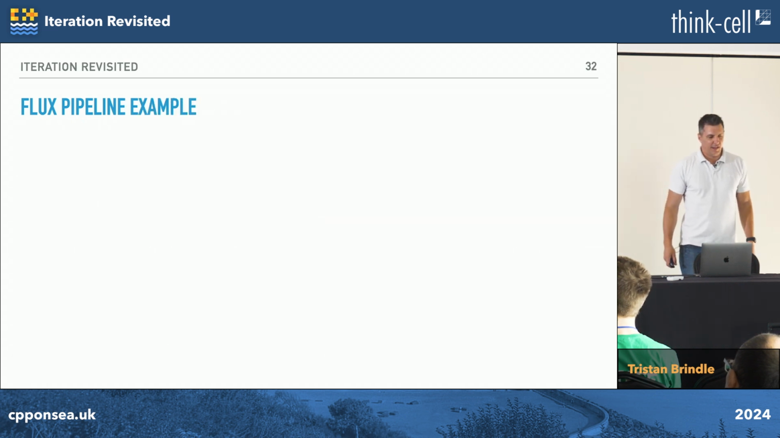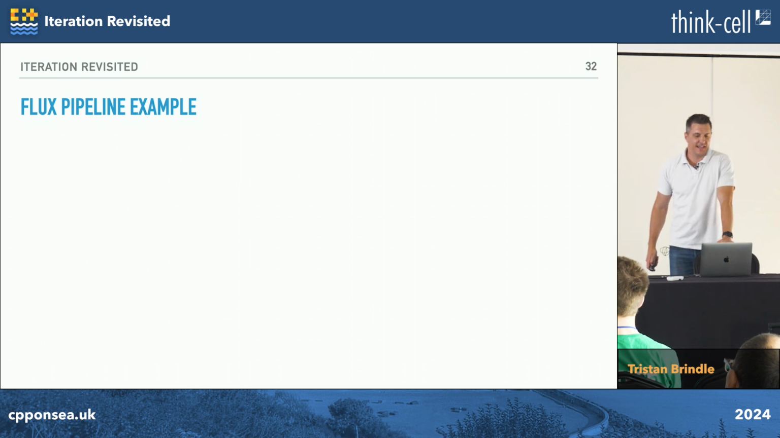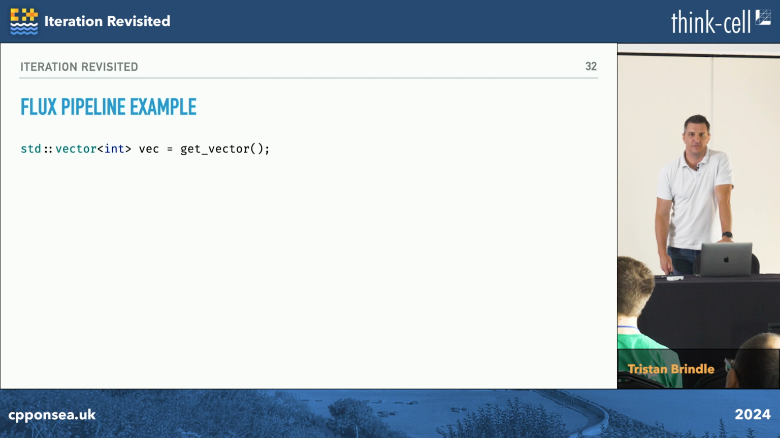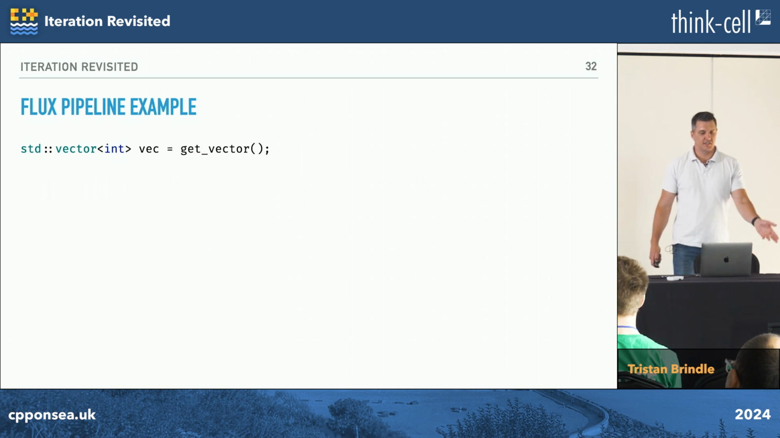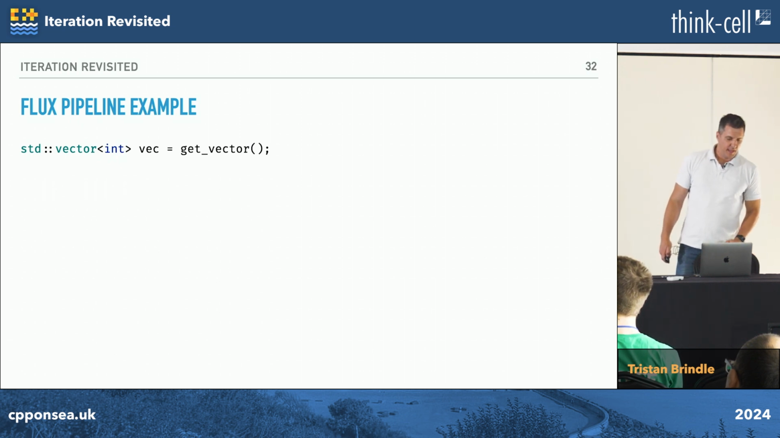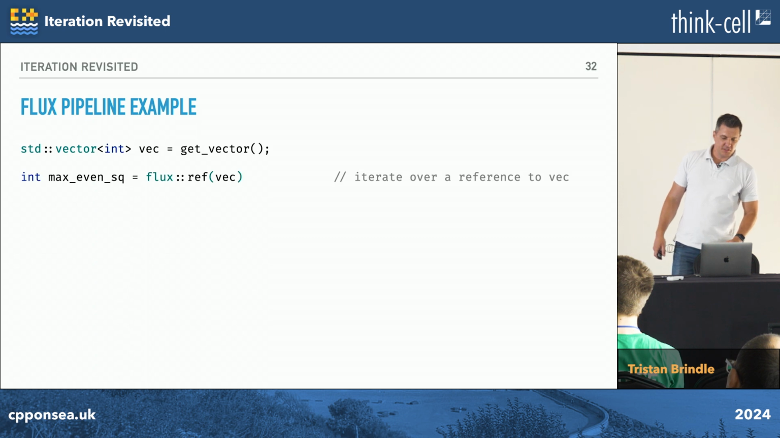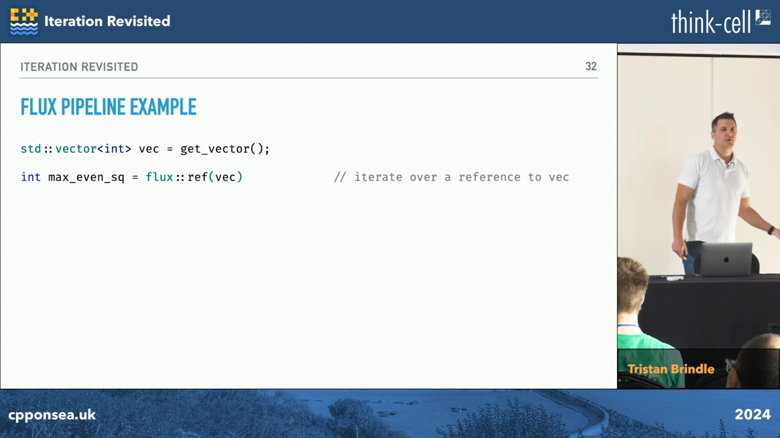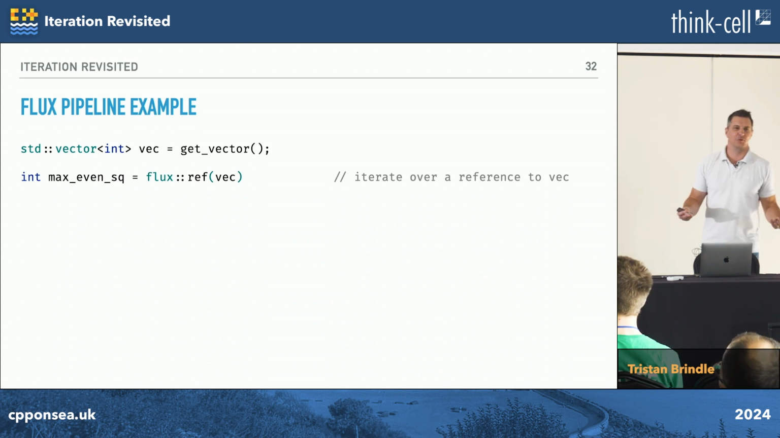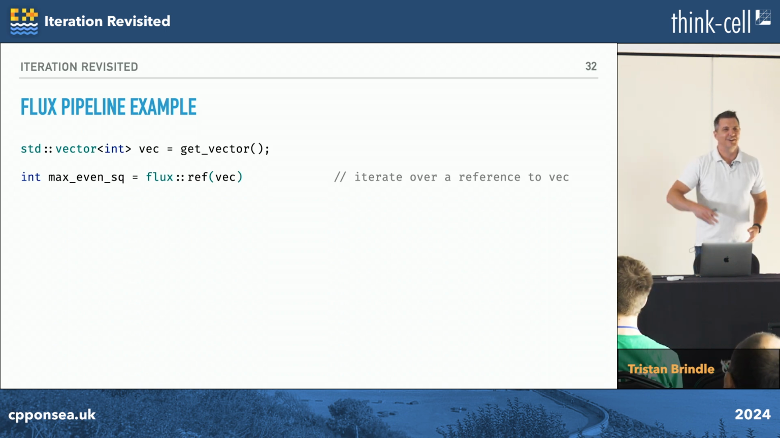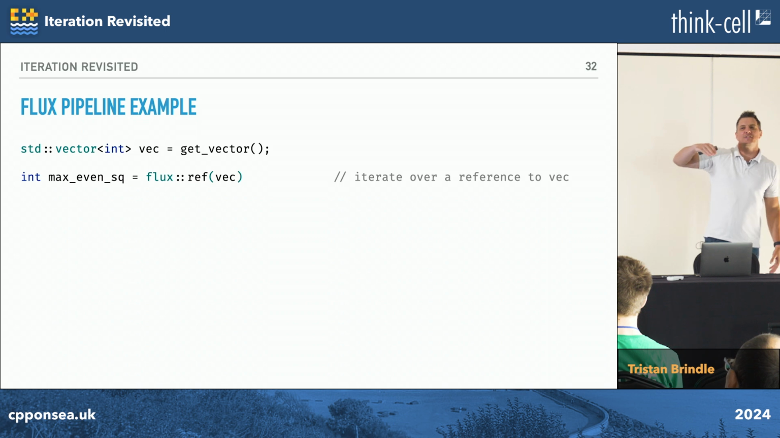So I've done a lot of waffling about Flux so far. Let's actually look at some code. Let's actually look at an example of Flux in action. Starting off, we're getting a vector of integers, get vector. And then what we want to do is to calculate the maximum of the squares of the even numbers in this vector. Now, this is one of these kind of artificial problems that only ever comes up in slide code. But the purpose is not, I'm not saying this is a useful thing to do. It's a demonstration of the syntax.